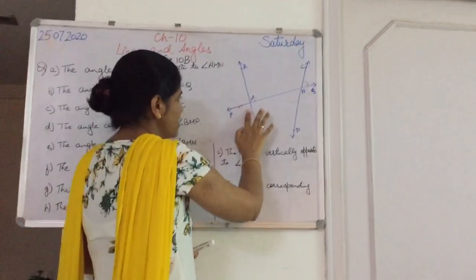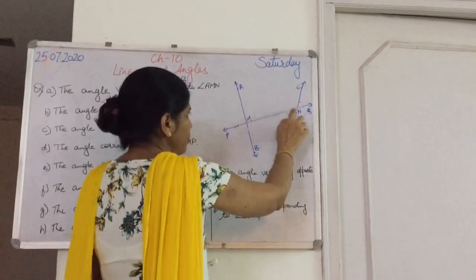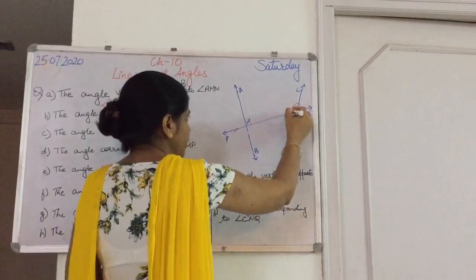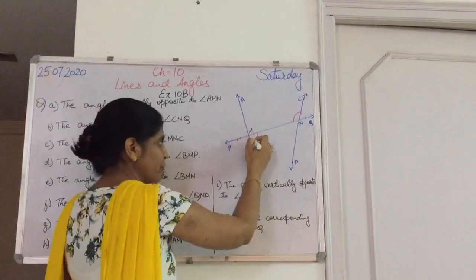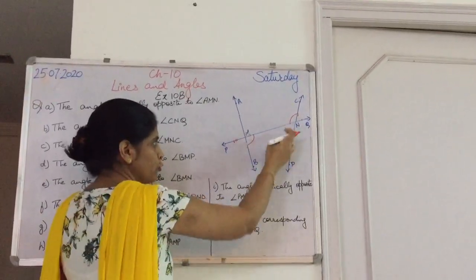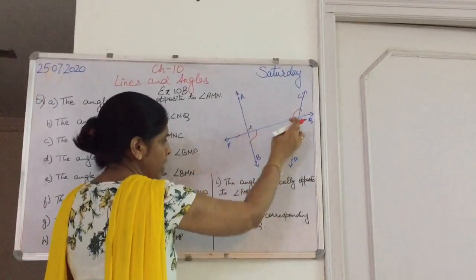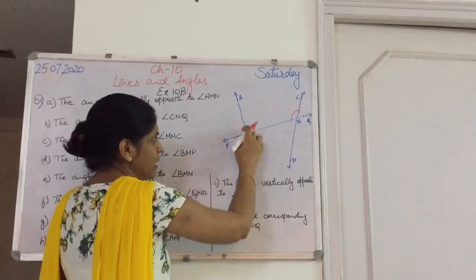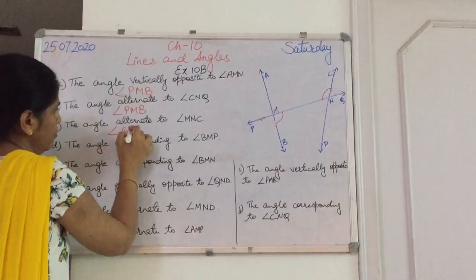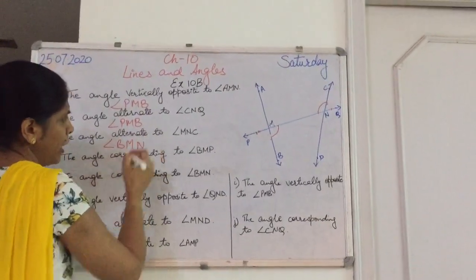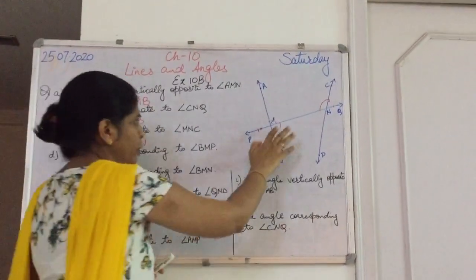Now the angle alternate to MNC. Now we will see where is MNC. MNC. Alternate. Now this is inside. So again we talk about inside only but opposite direction. So this one. So either you can write PMN or you can write PMC or NMB, BMN. Clear?